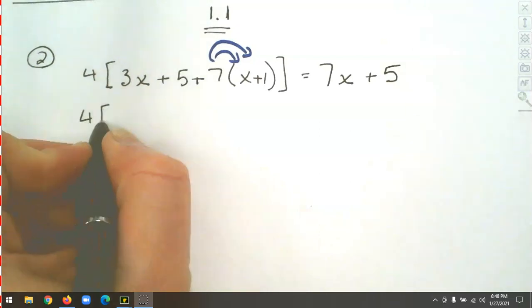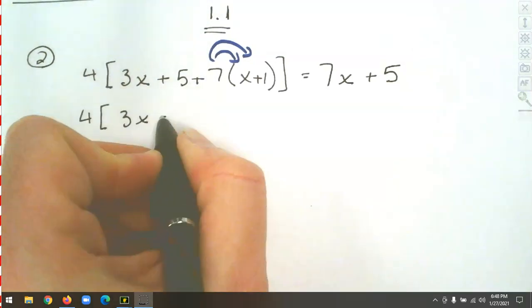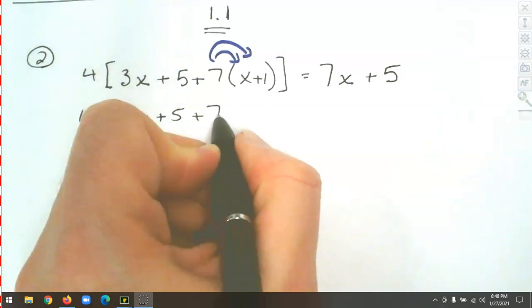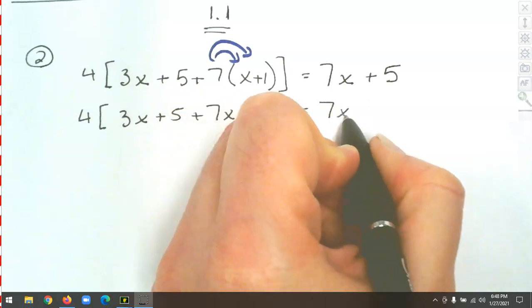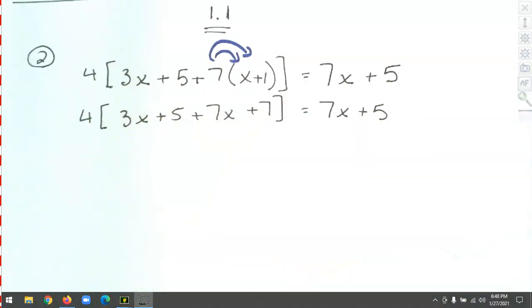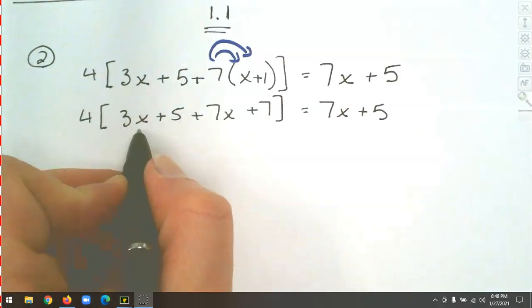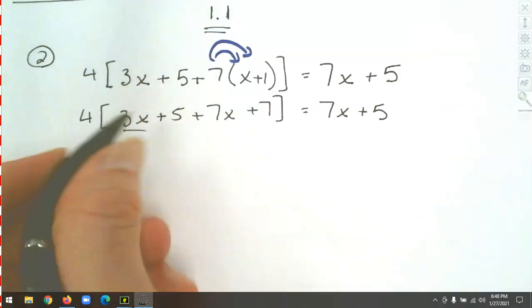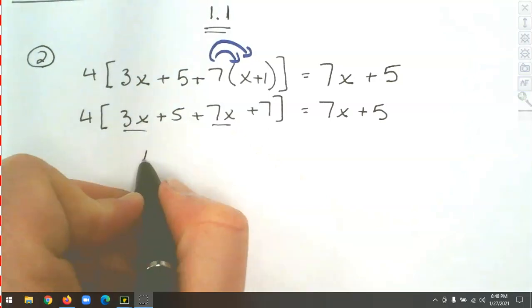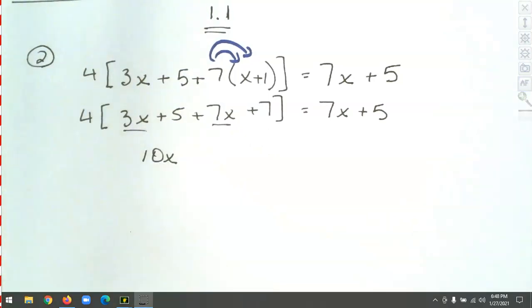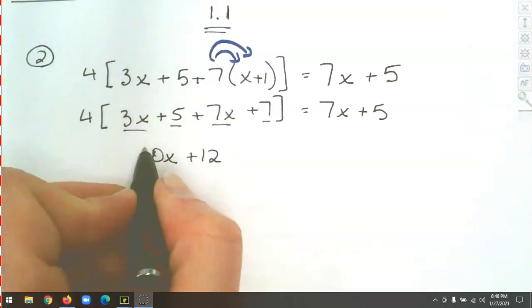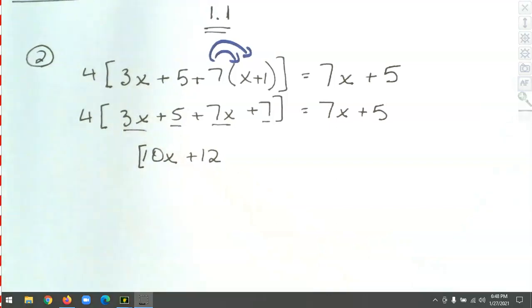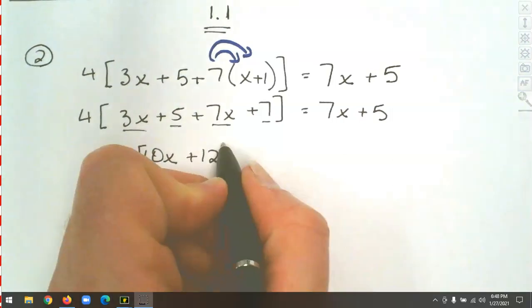And that leaves you then with 3x plus 5 plus 7x plus 7. And that still equals 7x plus 5. Now inside, we'll go ahead and combine like terms. So let's go ahead and combine those together. So that leaves me then with a 10x inside. And we've got a 5 and a 7. That makes it a 12. Make sure we wrote everything down correctly here. Always double check. It's so easy to make a mistake. We still have that 4 out in front.